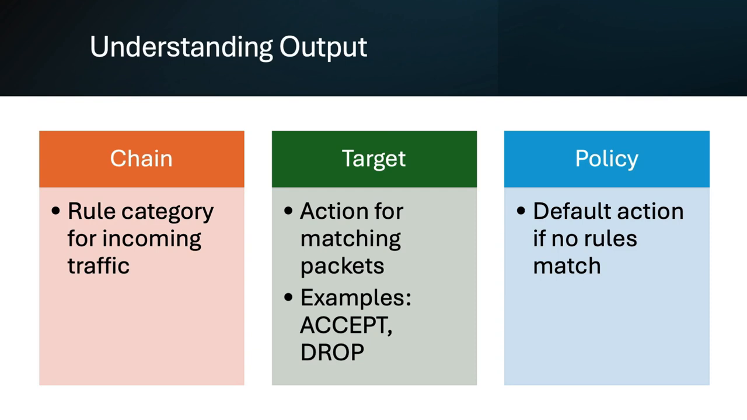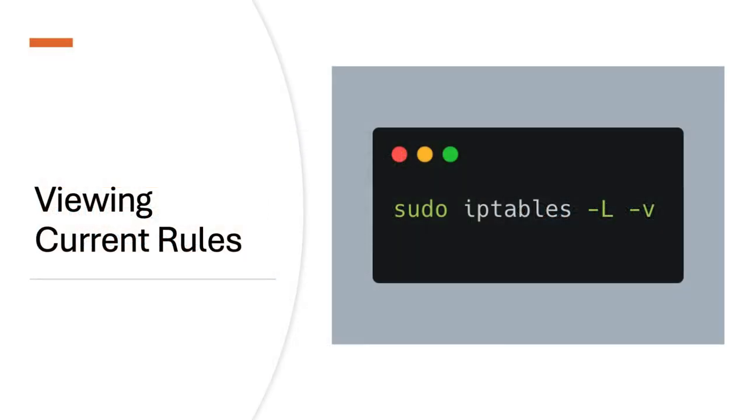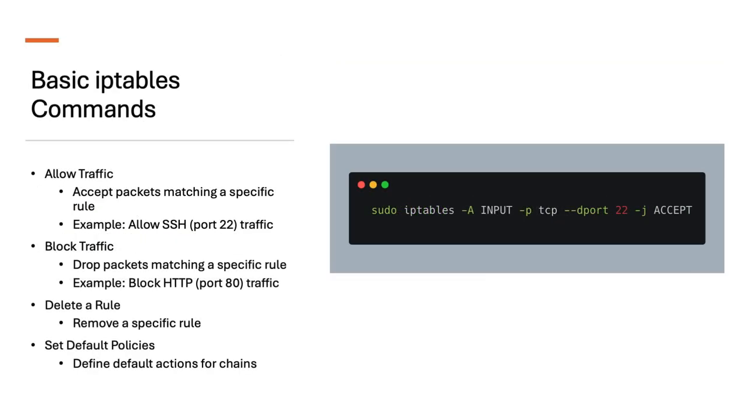Here are the firewall rule categories and actions. It includes chains for incoming traffic, targets for actions like accept or drop, and policies for default actions when no rules match. Here's the command to view an overview of the current rules. This command covers actions for firewall rules, allowing traffic by accepting packets, blocking traffic by dropping packets, deleting specific rules, and setting default policies for chains.